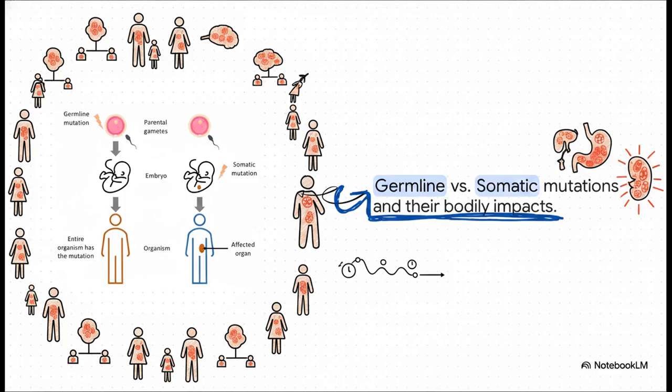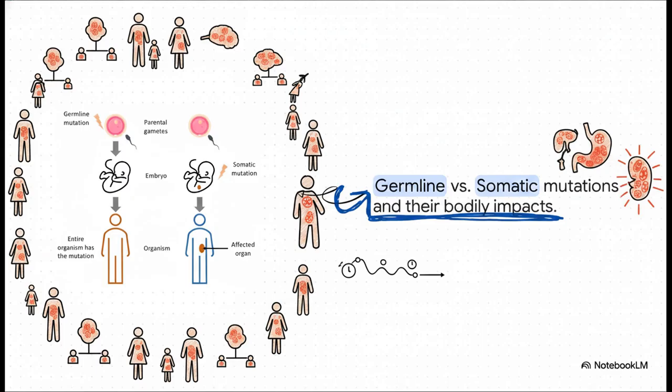On one hand, we have germline mutations. These originate in the parental gametes, so the sperm or the egg. Because they are literally baked in from day one as the embryo develops, that exact mutation is copied into every single cell of the resulting person's body. These are the heritable mutations, passed down through families.